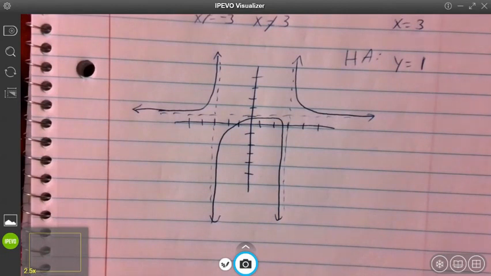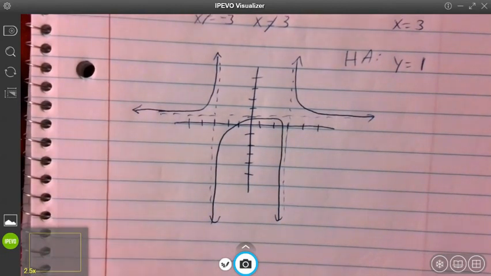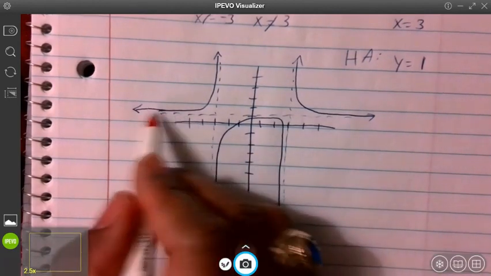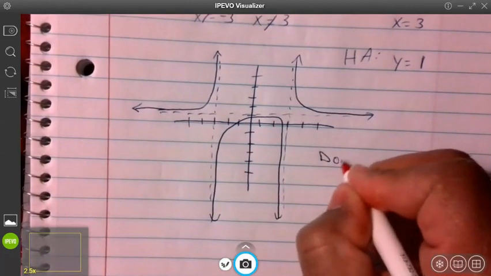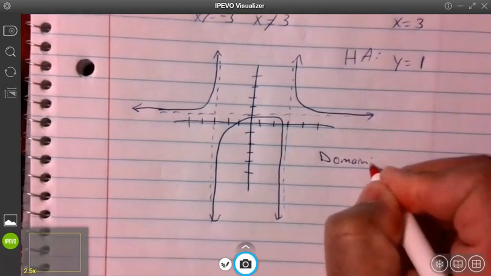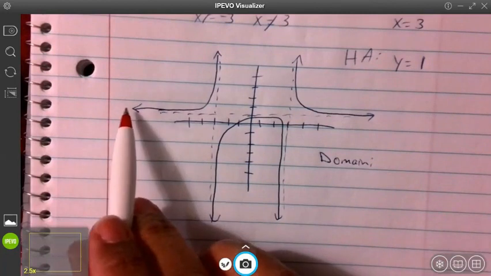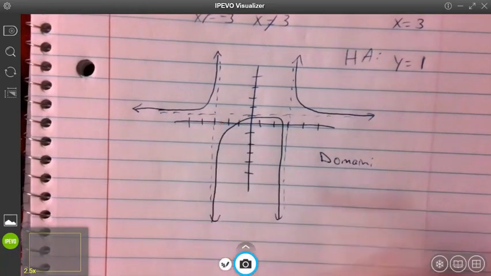Now once you have your graph, I think it makes it pretty easy to get your domain and range. Remember, we find domain and range from left to right. This arrow means it goes on forever. So my domain starts out from negative infinity and gets to negative 3.